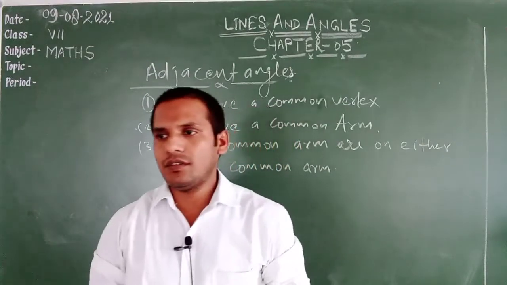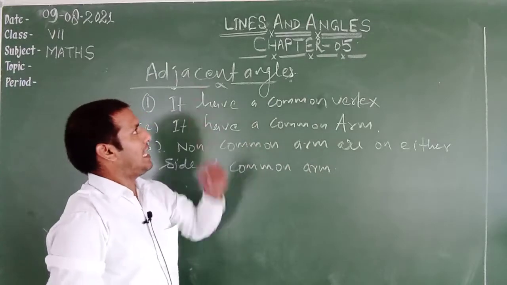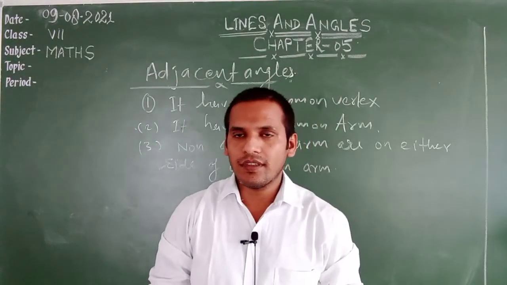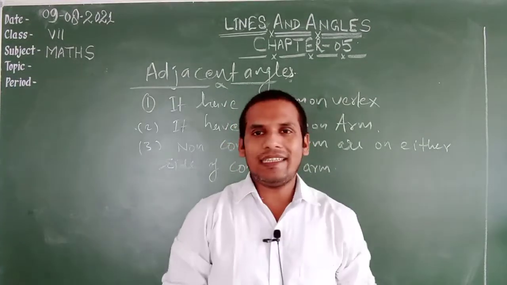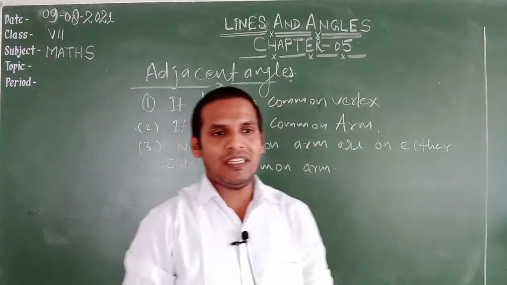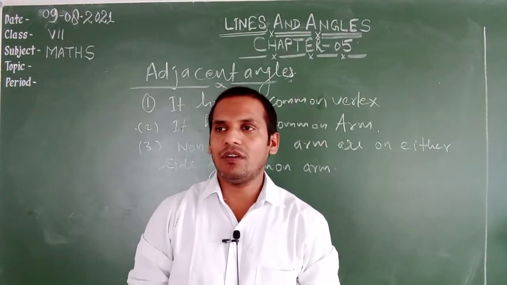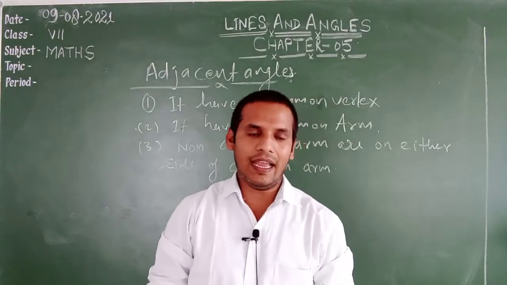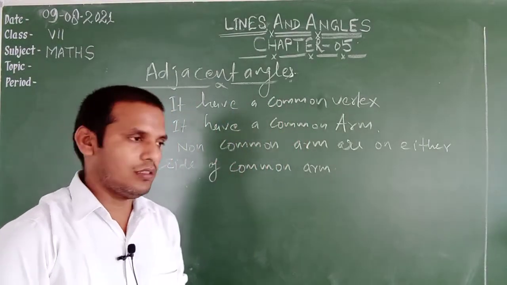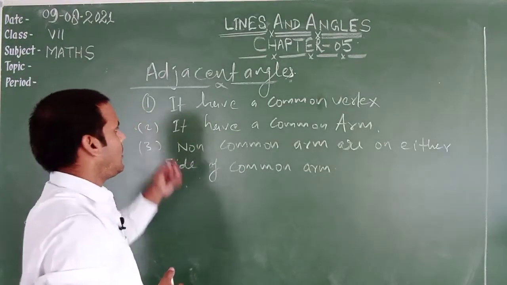Now students, today again we will discuss chapter 5, lines and angles. Today we will discuss adjacent angles. Before we start adjacent angles, we will discuss some key points for describing an adjacent angle. There are three basic points for representing or defining any adjacent angle.